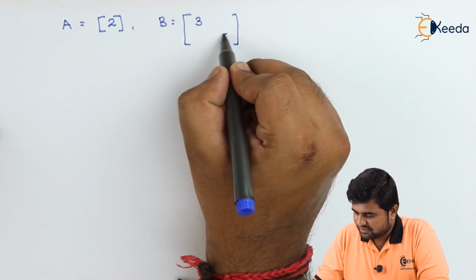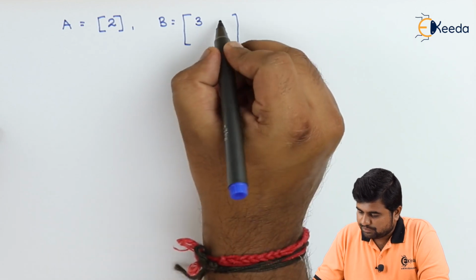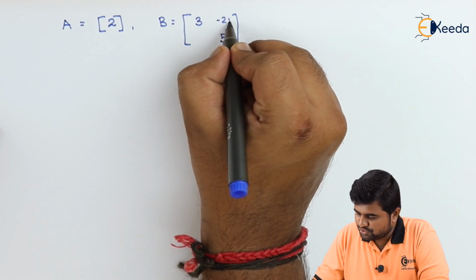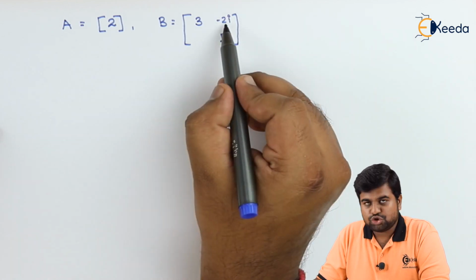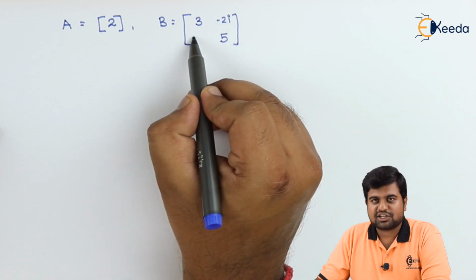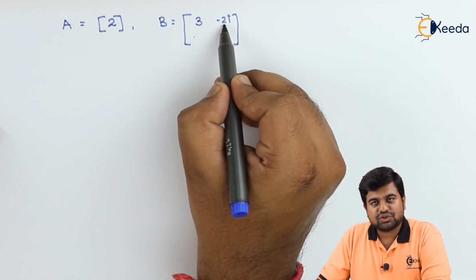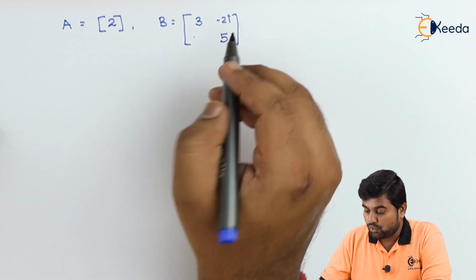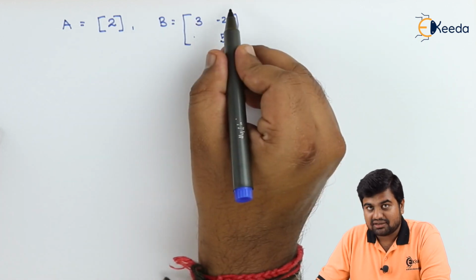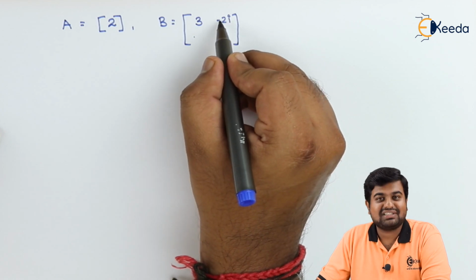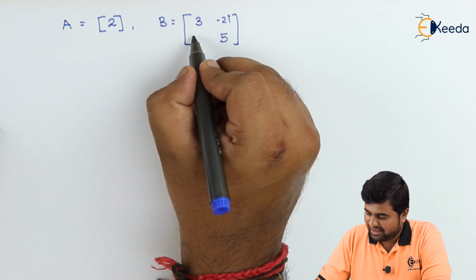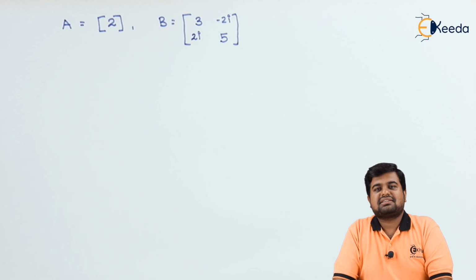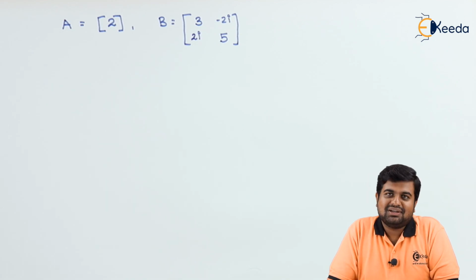3, 5. Suppose I have minus 2i over here, the conjugate of the same should be the corresponding element. The conjugate of minus 2i is nothing but changing the sign of this i, which is going to be 2i. And this is how we construct a 2 by 2 Hermitian matrix.